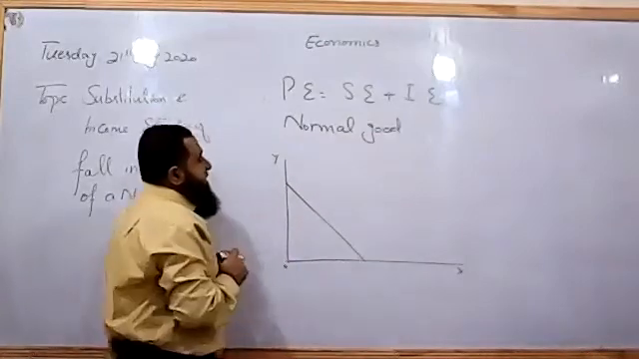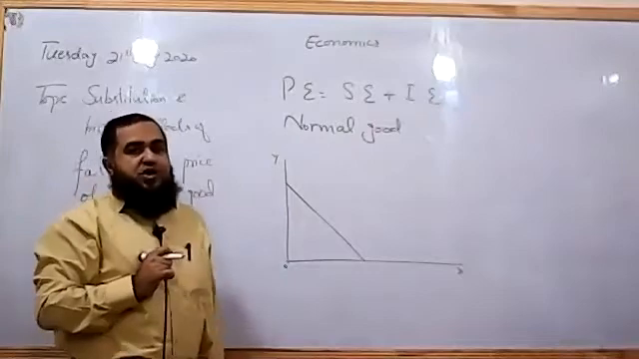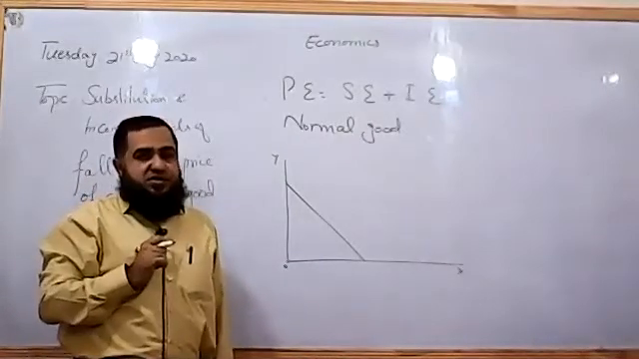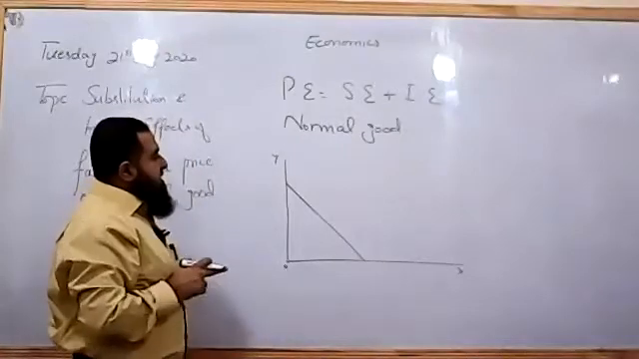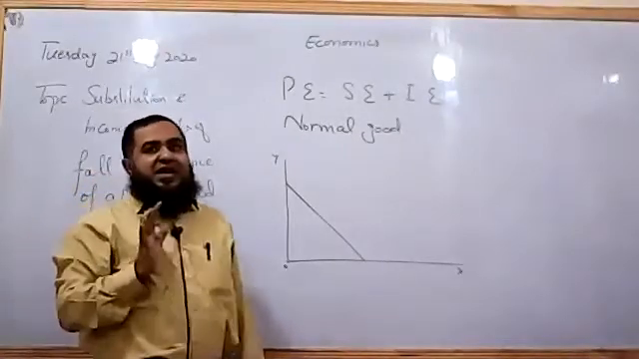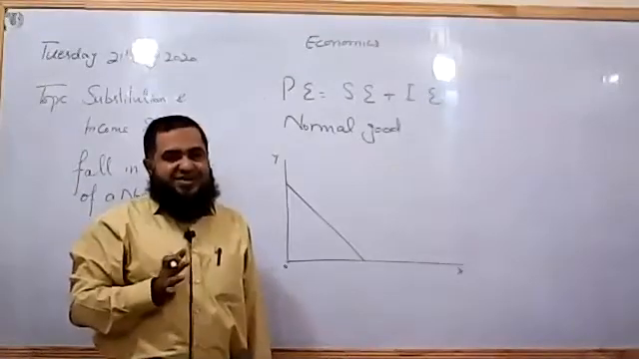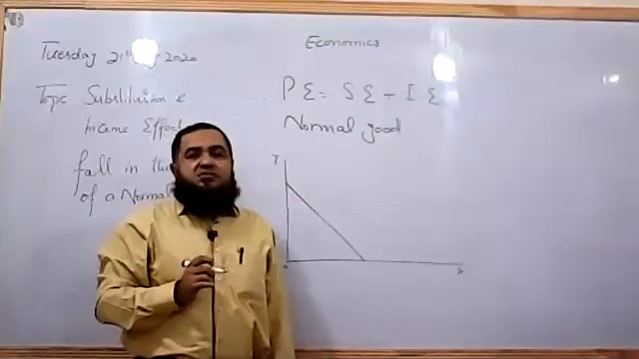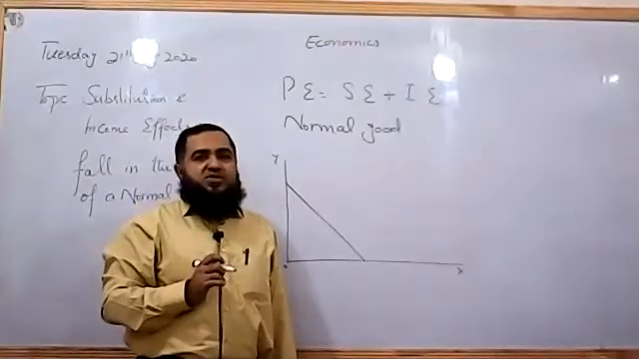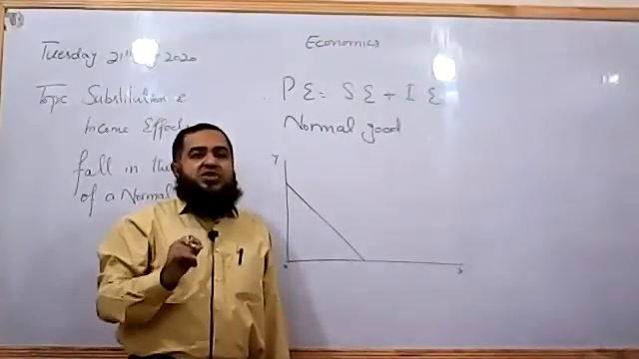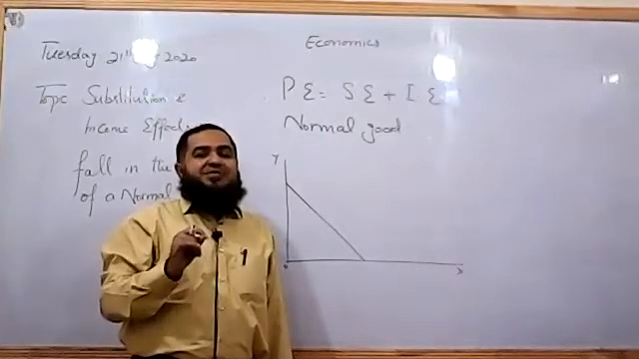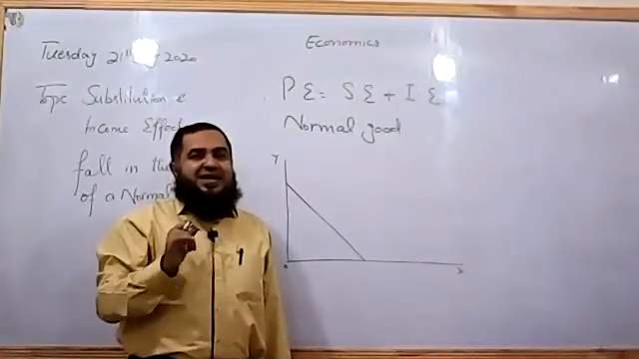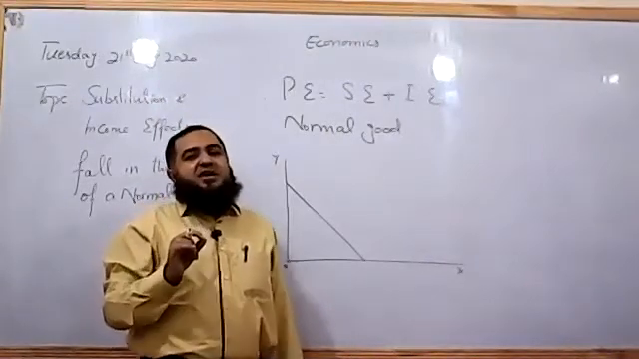This is his budget line that shows affordability within the given income and the prices of the two goods. All the bundles along this budget line are equally affordable by the consumer. Now, where will be the consumer's optimum point of consumption or equilibrium point of consumption? That will be achieved where this budget line makes a tangency condition with the highest attainable indifference curve.